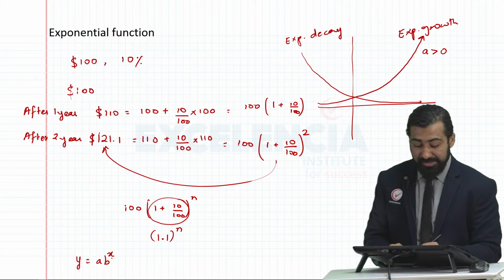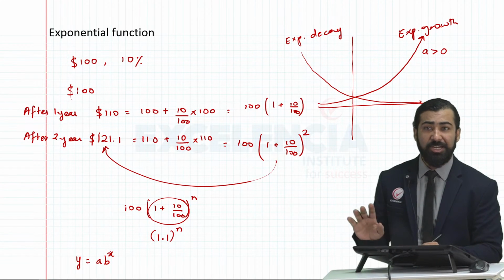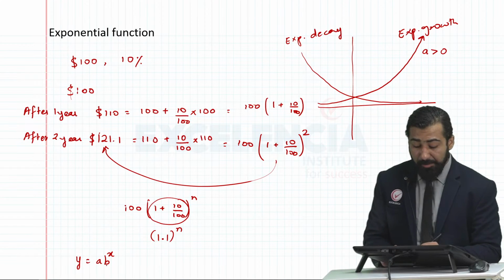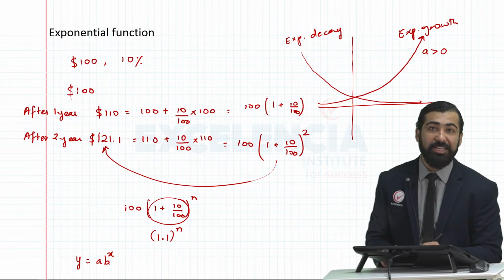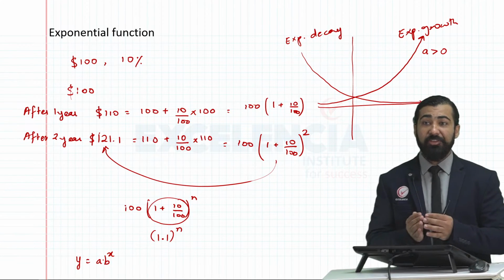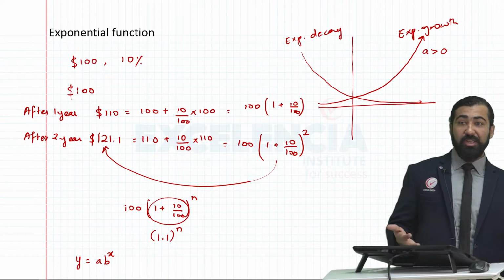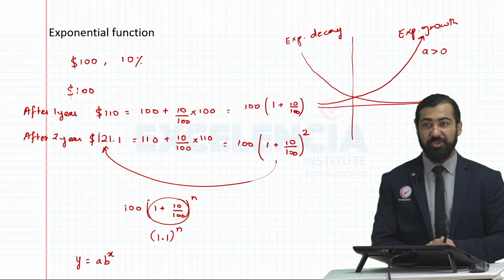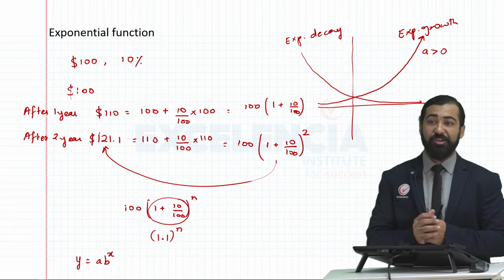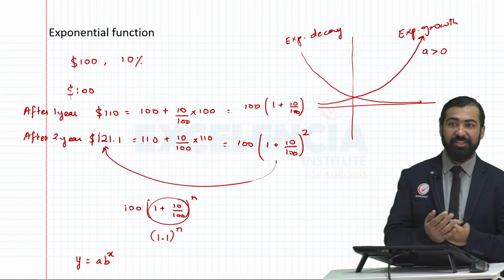Whatever the x is, that represents your timeline. Generally speaking, it represents your timeline. B represents your growth or decay factor. If your B was 1.1, that means our growth factor is 1.1. If B was 0.9, our decay factor is 0.9.